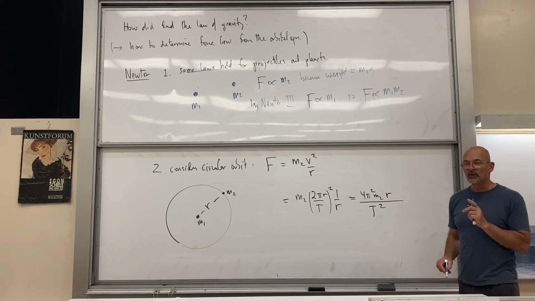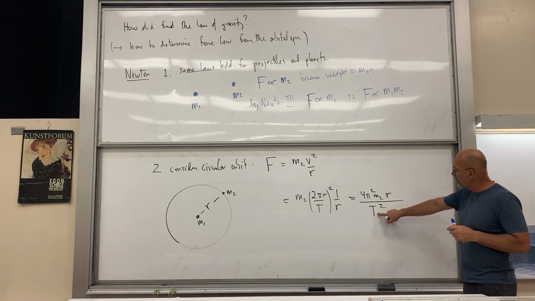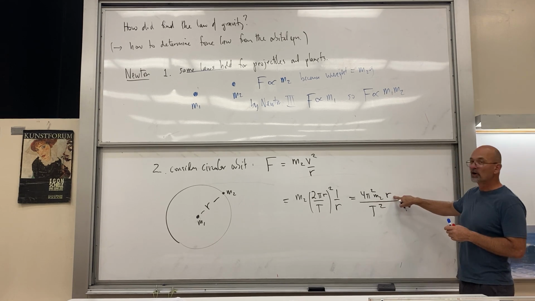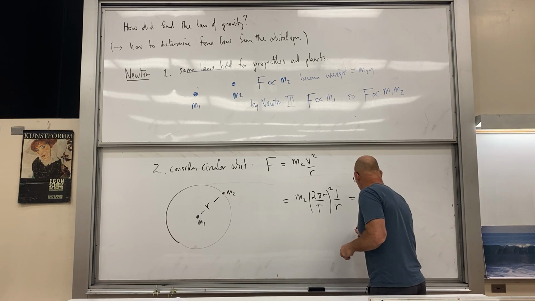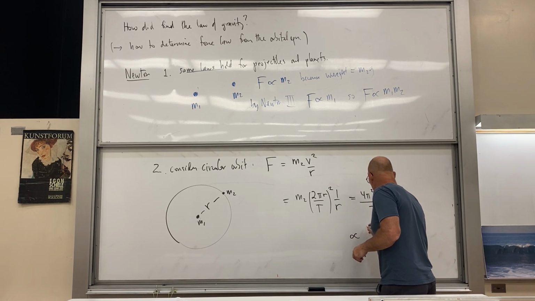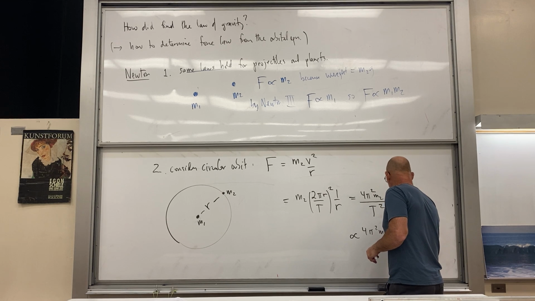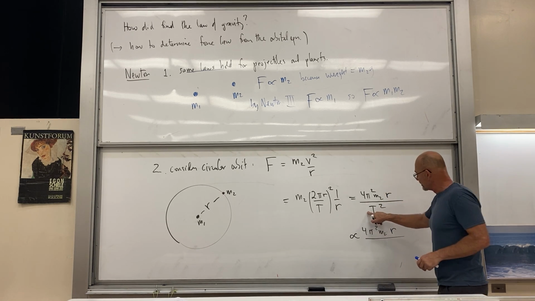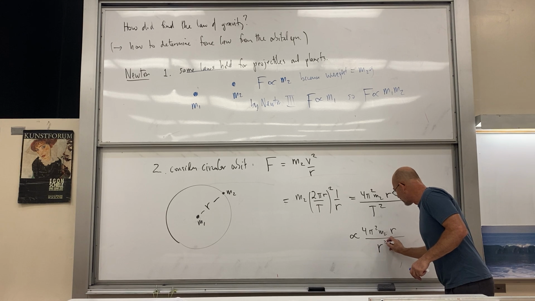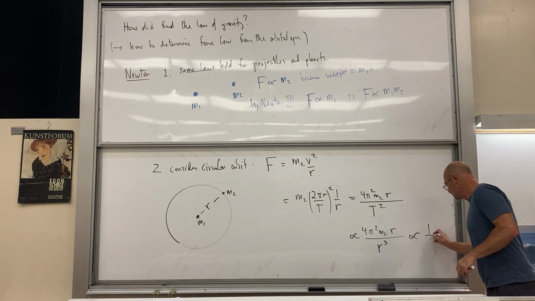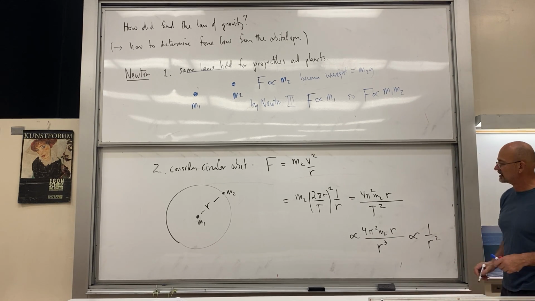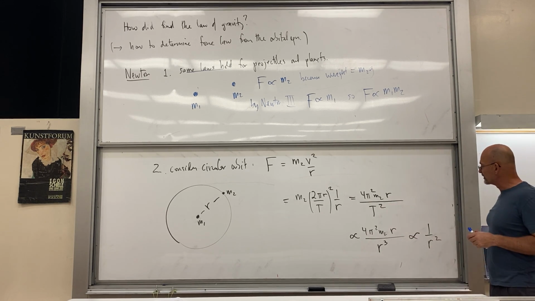But here's where Newton uses Kepler's third law, because he knows that T squared is proportional to R cubed. Right, circular orbit, we just had it on the board there. So that's going to be proportional to four pi squared M2, we've got the R, and we've got the T squared proportional to R cubed. And as you can see, R over R cubed, we get a 1 over R squared law. So that's the quick argument where this comes from.